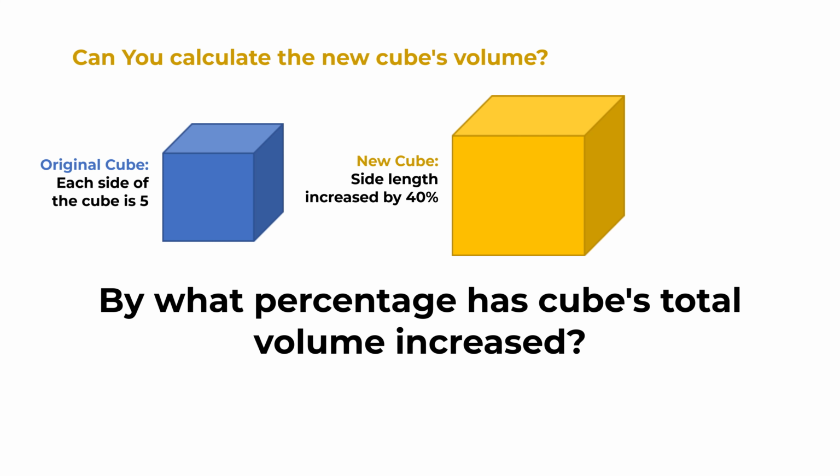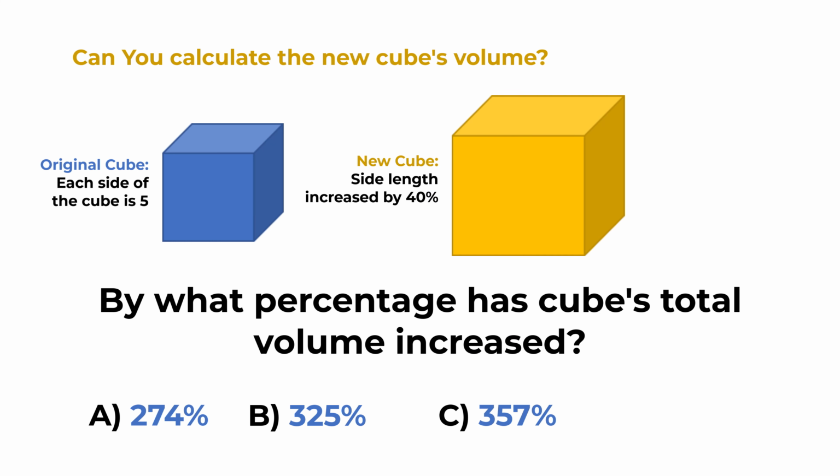Choice A, 274%. Choice B, 325%. Choice C, 357%. And choice D, 379%. Do you see the answer? Give yourself a little bit of time because the answer to this question may not be obvious.